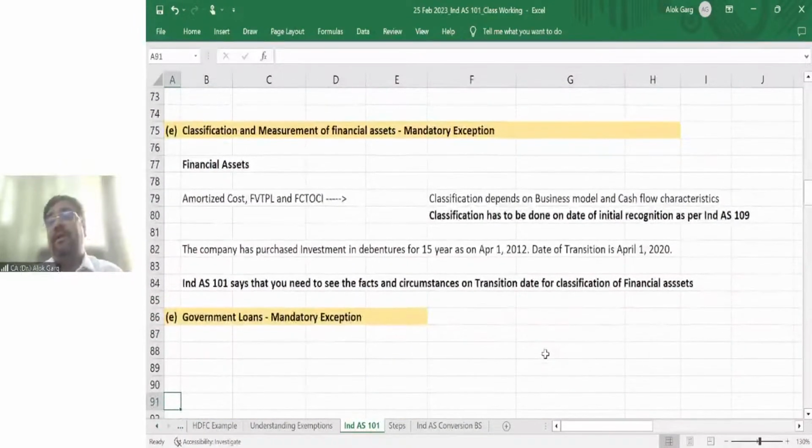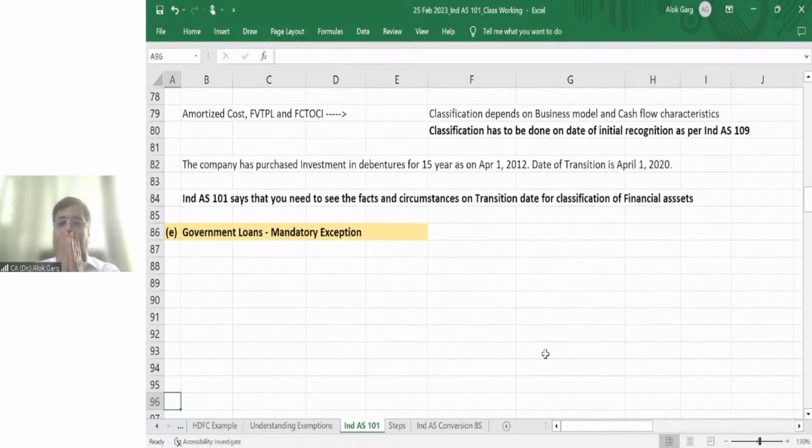Let's go to the next one, mandatory exception, government loans. What is that? Example, the company has got an interest-free loan from the government. Now, what is the accounting for that? If a company has received an interest-free loan, as per Ind AS, what is the accounting for that?